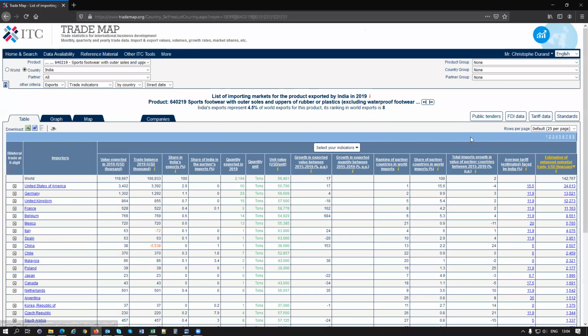Now in Trade Map, you can already see what's going on, and in particular, you see that where you have the potential, it's actually those countries that import the most from the world, right? USA is the first importer of sports shoes. Germany is the second one, and these are the two where you could expand your exports, right?